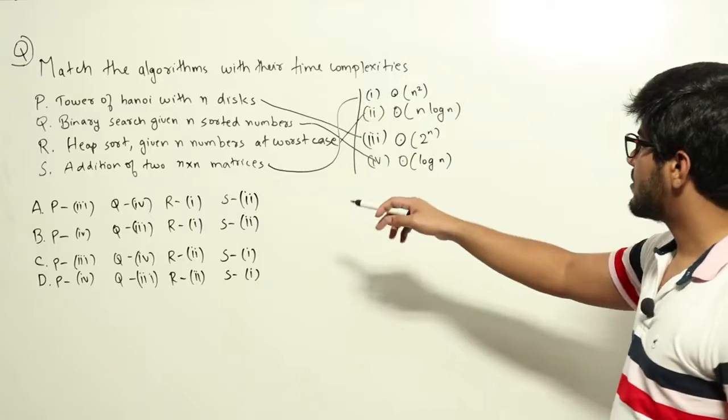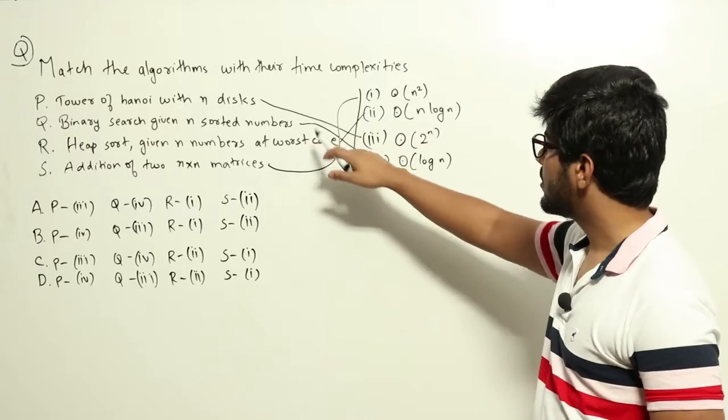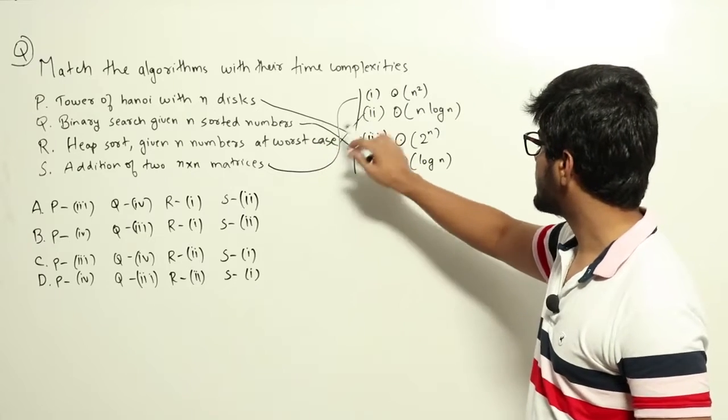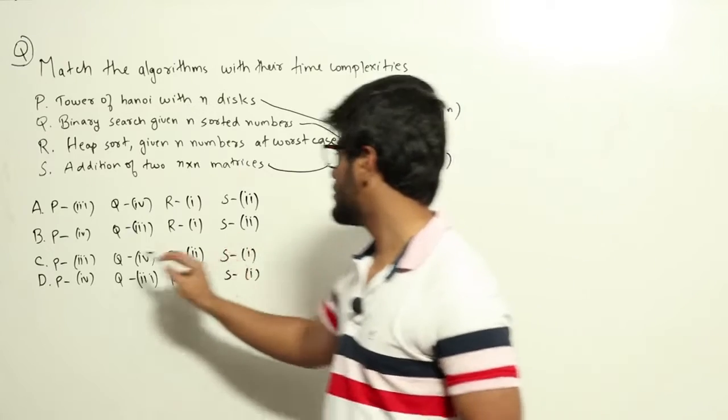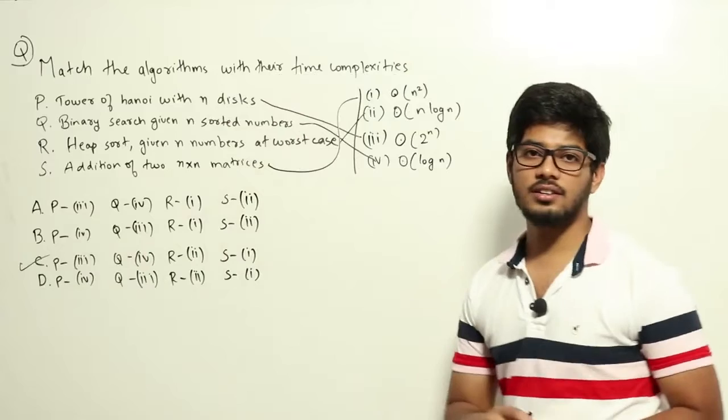Now we look at the options. P is 3, Q is 4, R is 2, S is 1. Option C is the right answer.